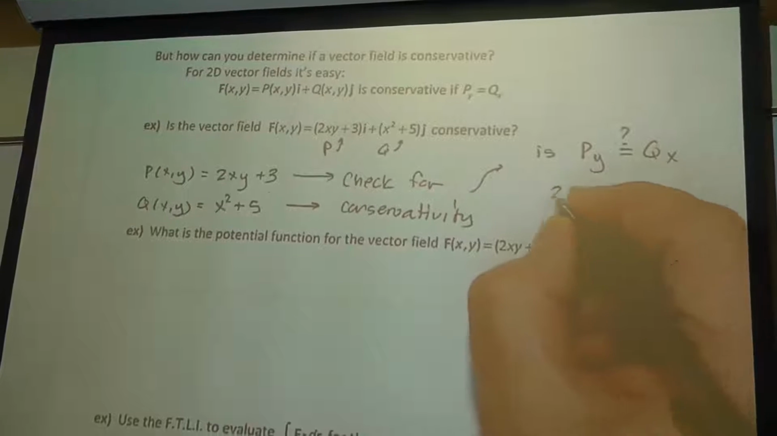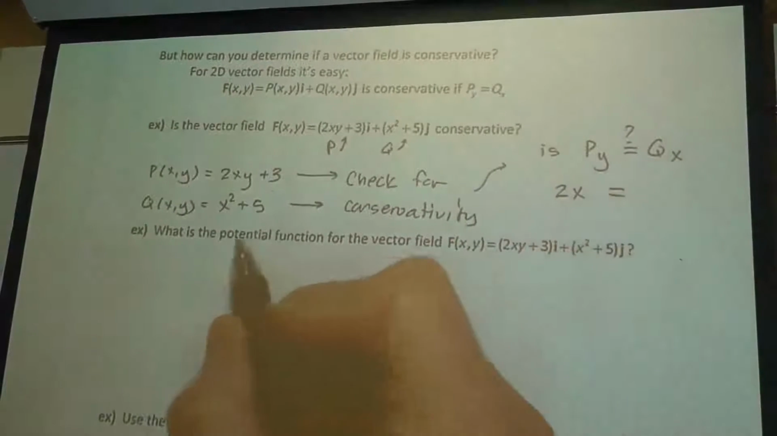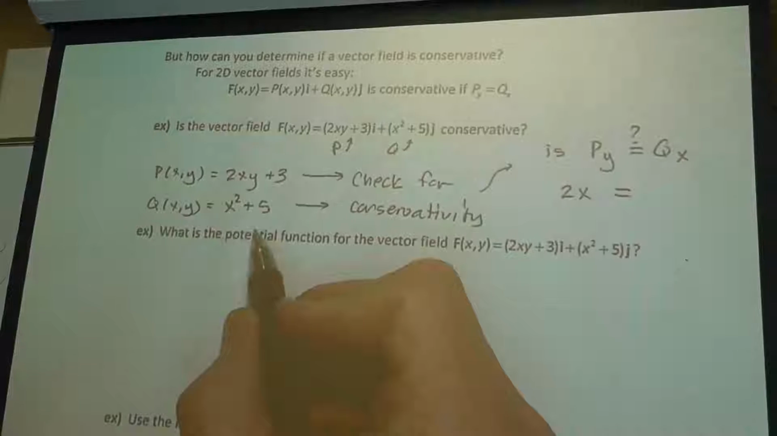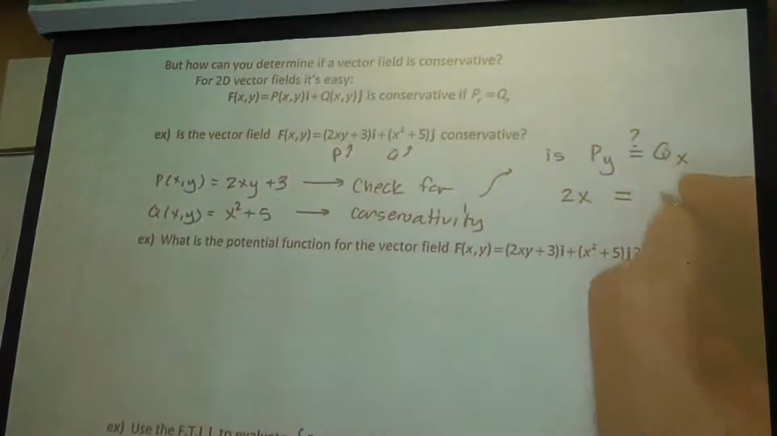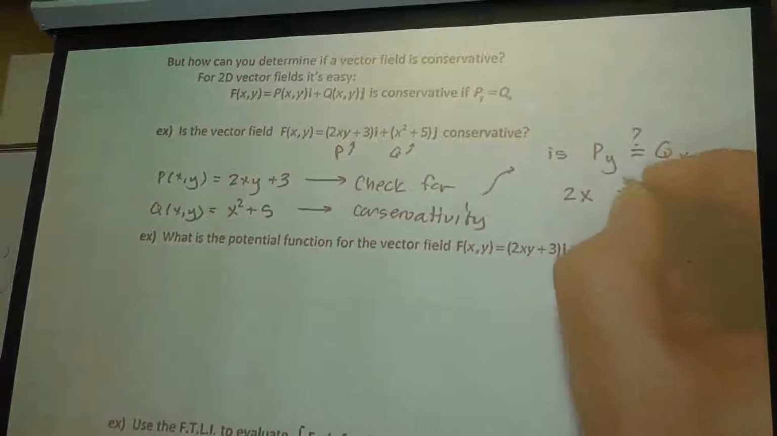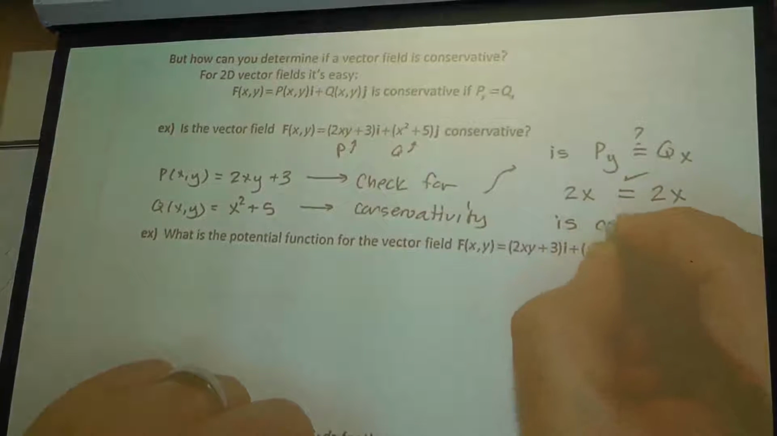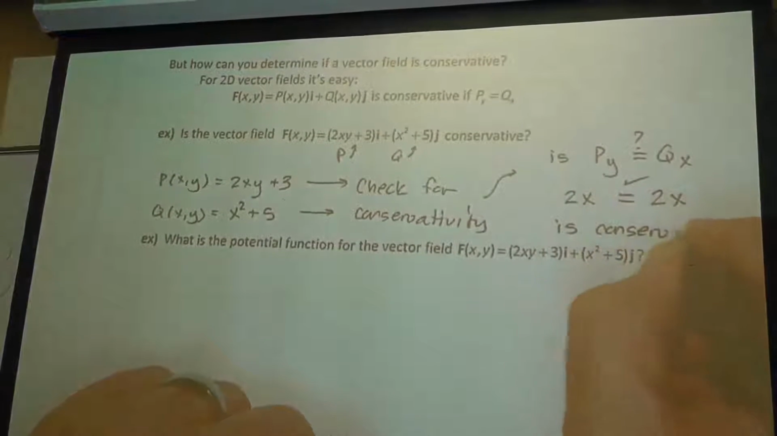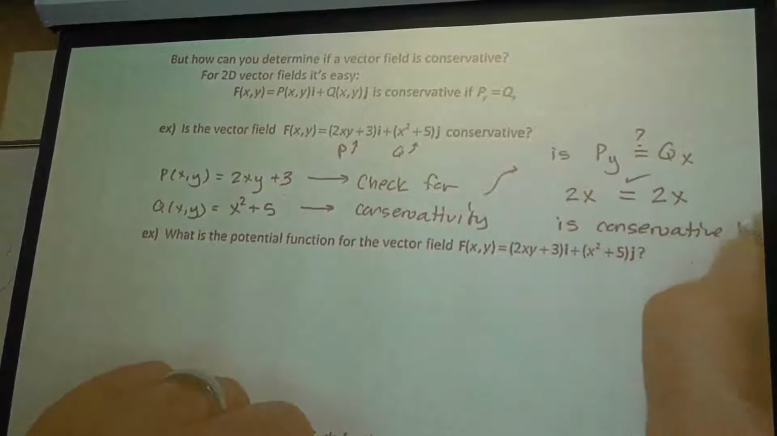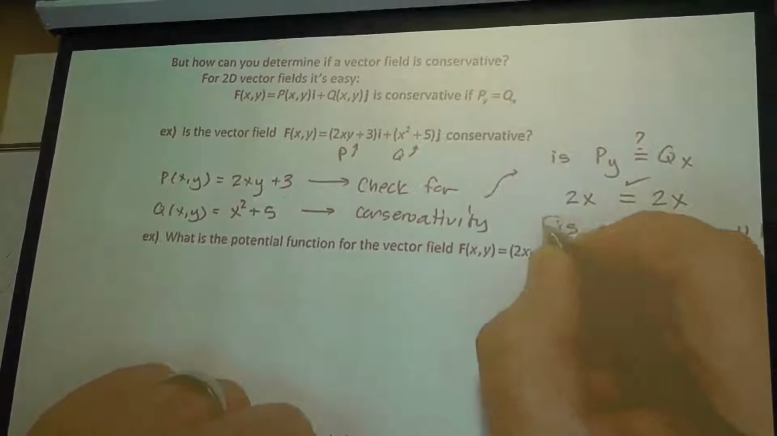P's partial with y should give you 2x. Then, separate step, Q's partial with respect to x. Q's partial with x is 2x. So since those check out, this is a conservative vector field. And I'll abbreviate vector field VF.